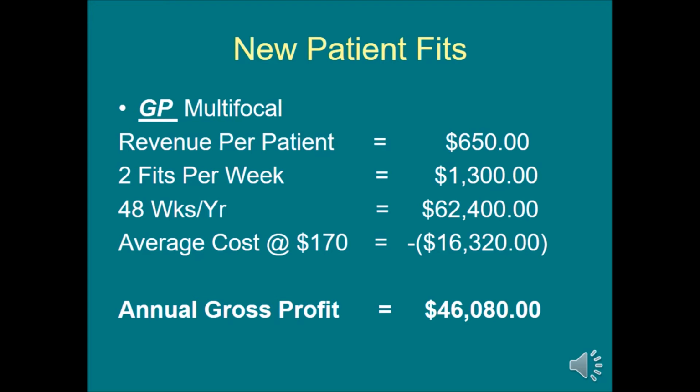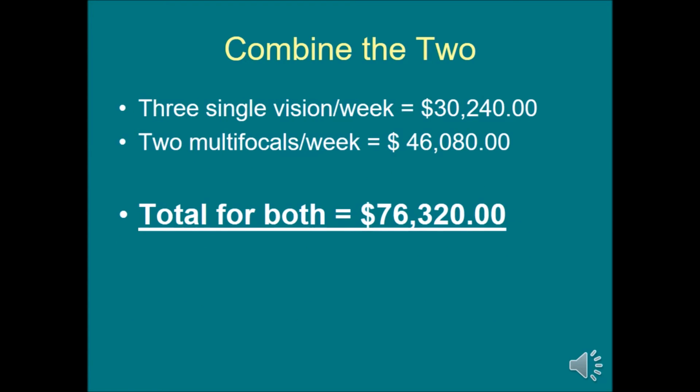Okay, that's before overhead again. That's your gross profit, not your net profit. Okay, so then you decide to find out how much you made out of these 5 fits a week. That's 1 a day, actually. You're doing 3 single vision lenses. You're doing 2 multifocal lenses. So after cost of goods sold, you took in $76,320. Not too bad.